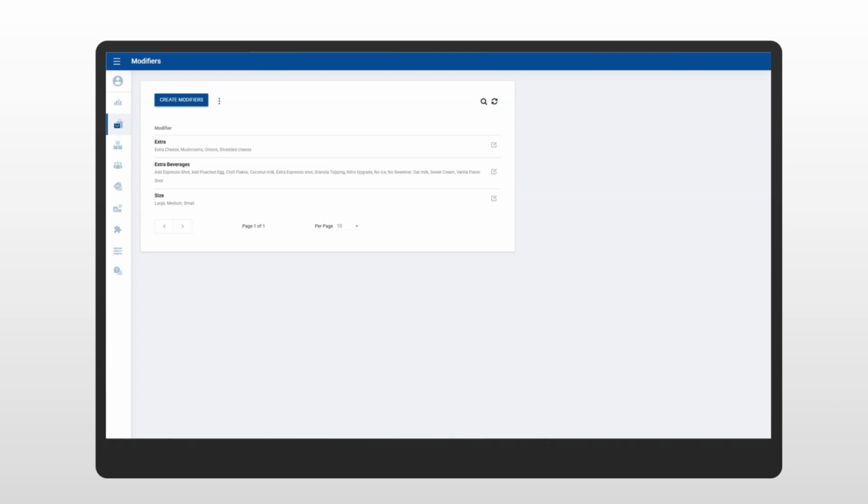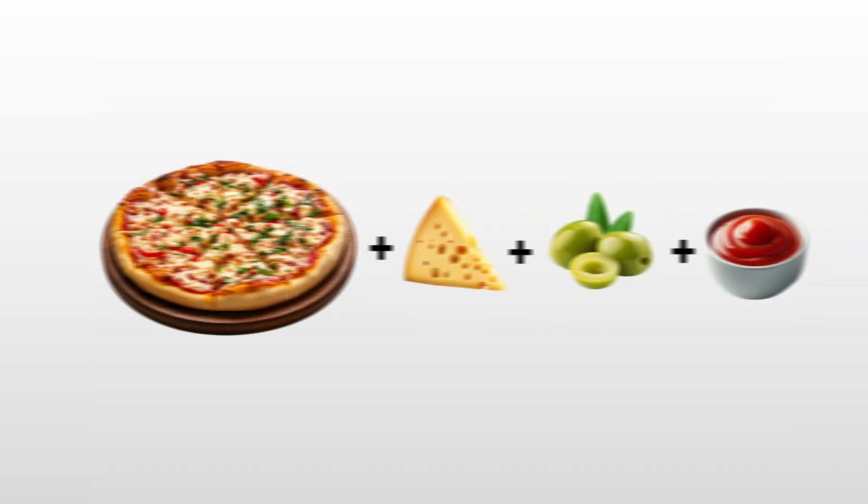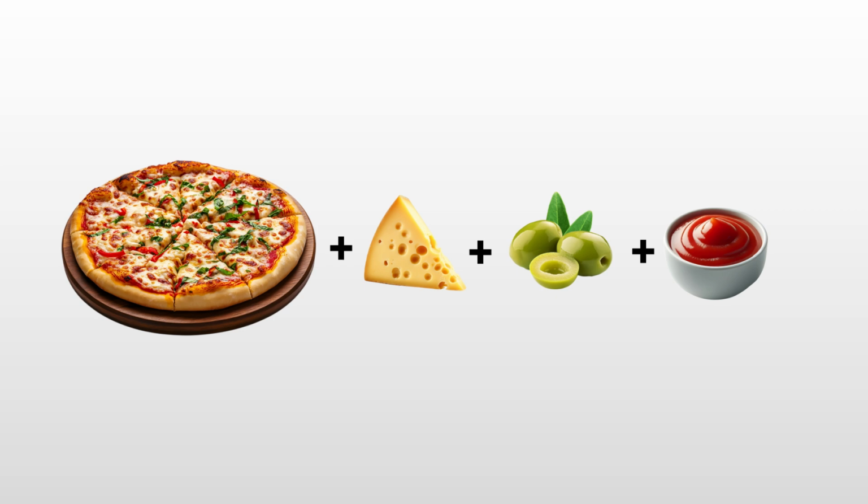Let's dive in. In SalesPlay POS, modifiers are extra options you can offer customers to personalize their orders. Think of add-ons like toppings, fillings, or syrup, anything that customizes a product. For example, in a pizza shop, extra cheese, olives, sauce.